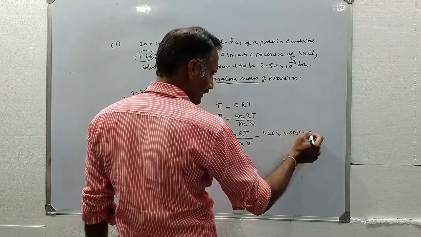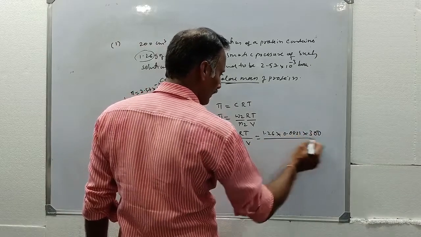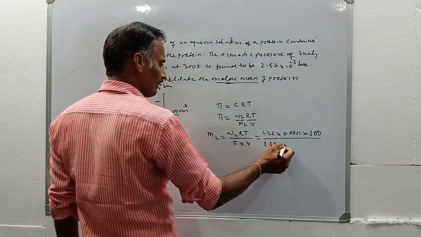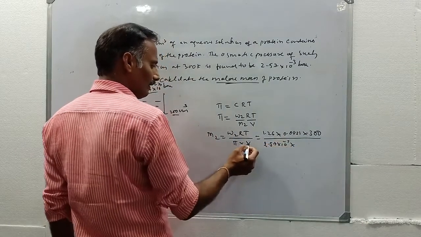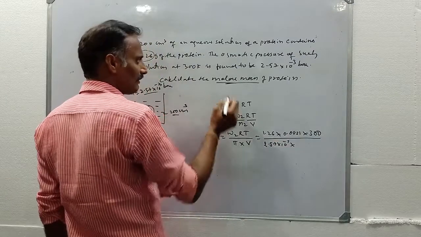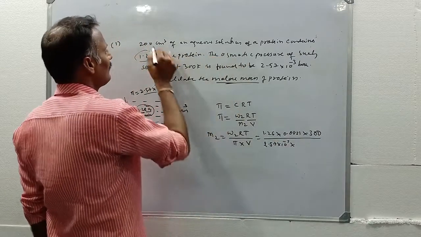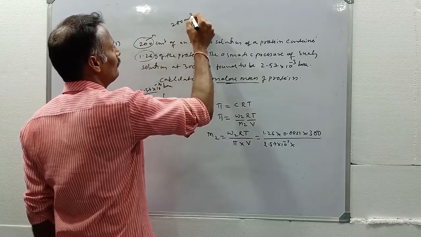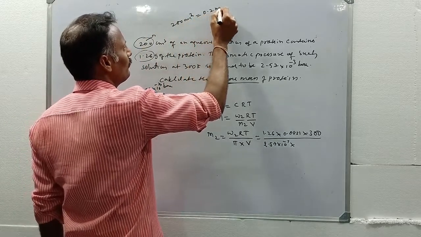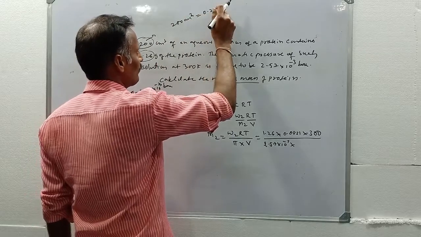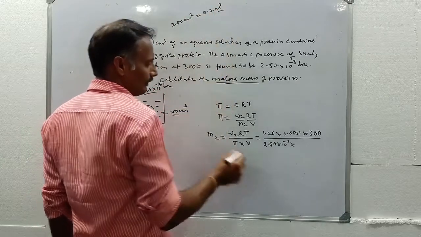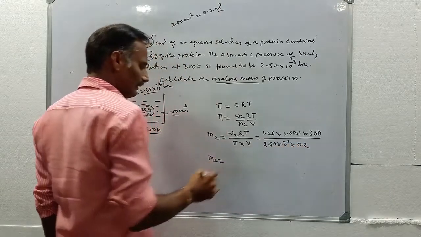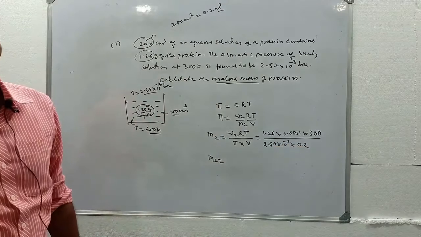Here the temperature is 300 kelvins, and the osmotic pressure is 2.57 × 10^-3. And what is V? Here V is given in centimeter cube, so we convert it into meter cube: 200 centimeter cube is equal to 0.2 meter cube. On simplification you will get the value of the molar mass of protein.